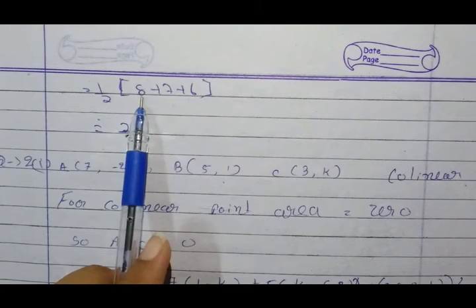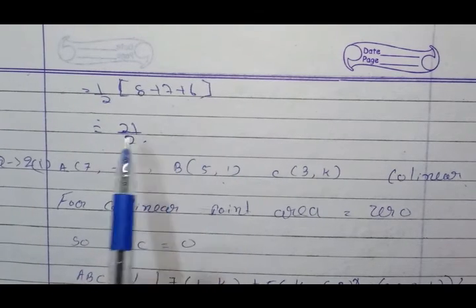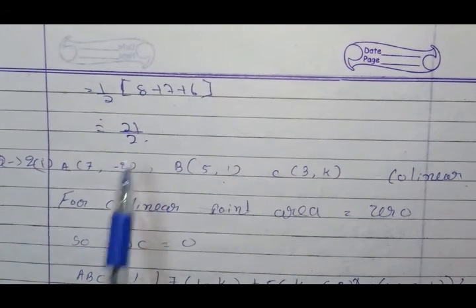So 1/2 into bracket 8 plus 7 plus 6 is equal to 21 by 2 square meter.